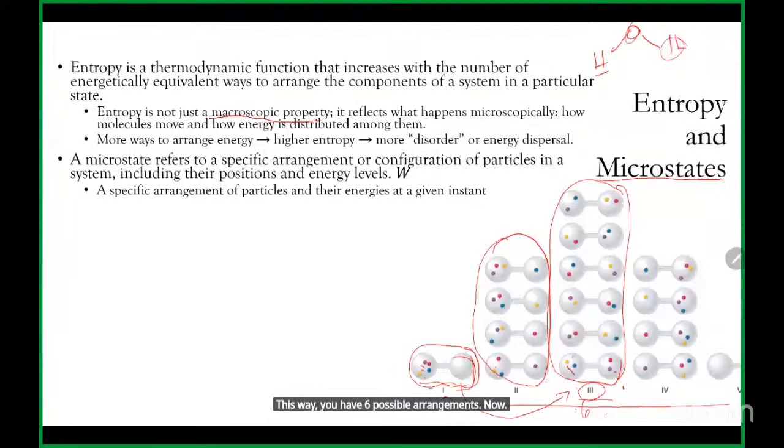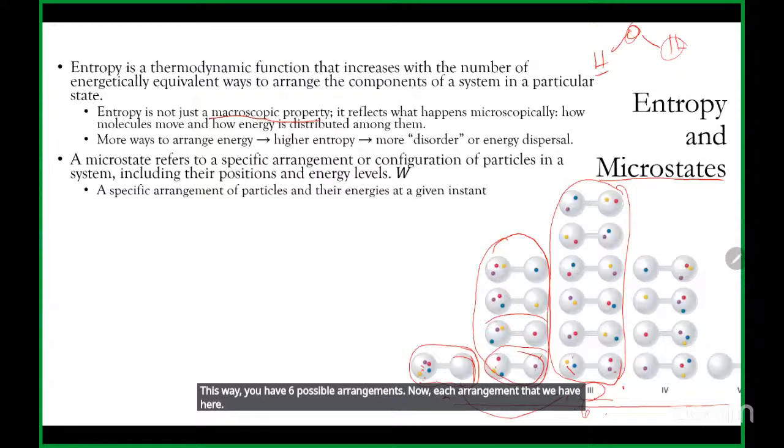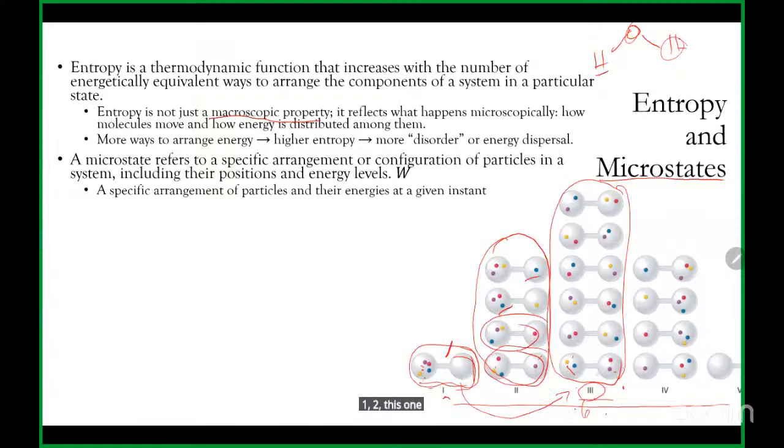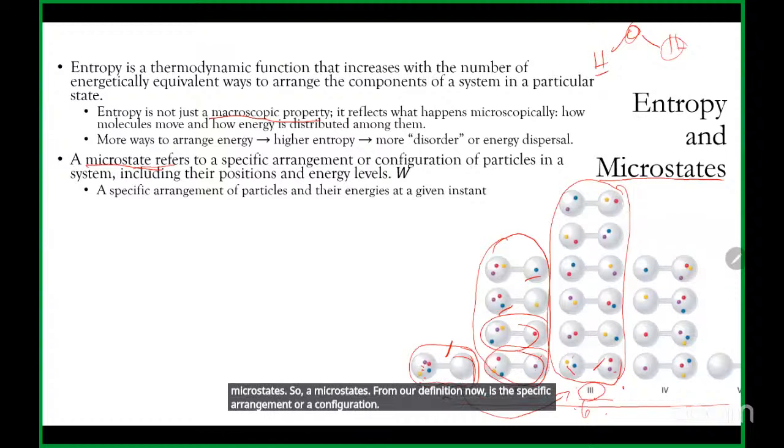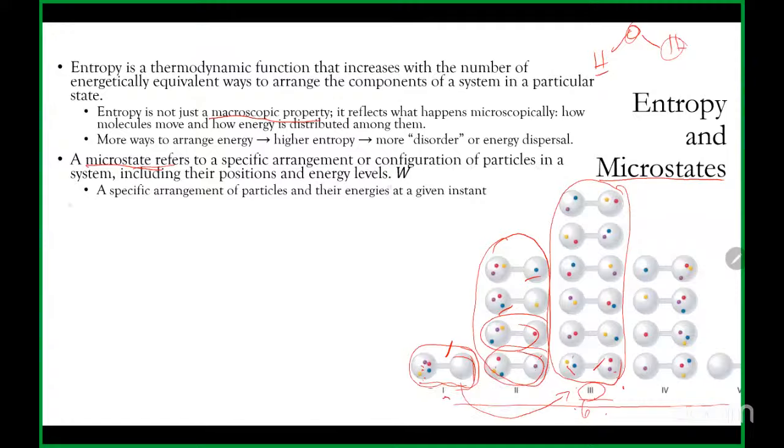Now, each arrangement that we have here, this one, this one, this one, we call them microstates. So a microstate, formal definition now, is a specific arrangement or configuration of particles in a system. Another way you can look at it is the number of ways that are possible, that's a specific arrangement. Each one at the molecular level has its own specific energy.